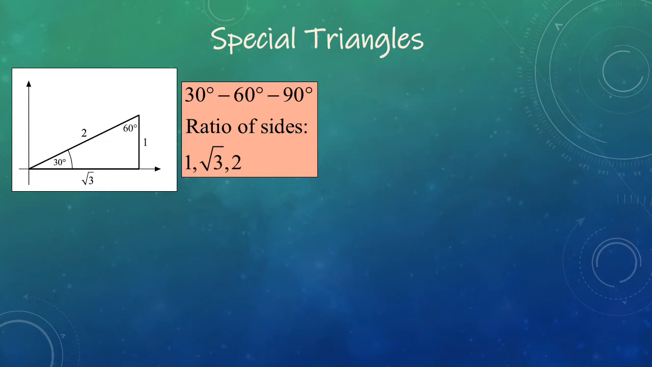So for instance, if we multiplied every side in this triangle shown by 5, then the sides would be 5, 5 root 3, and 10. If you divided each side by 2, then your sides would be 1/2, the square root of 3 over 2, and 1.